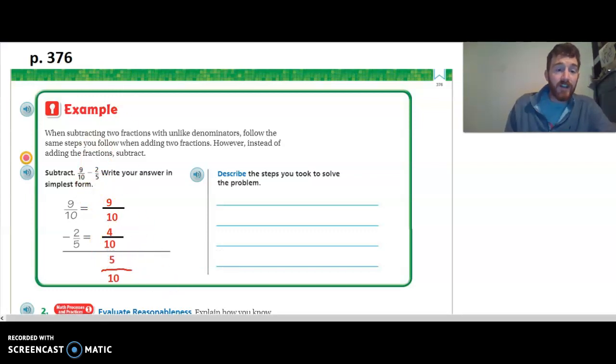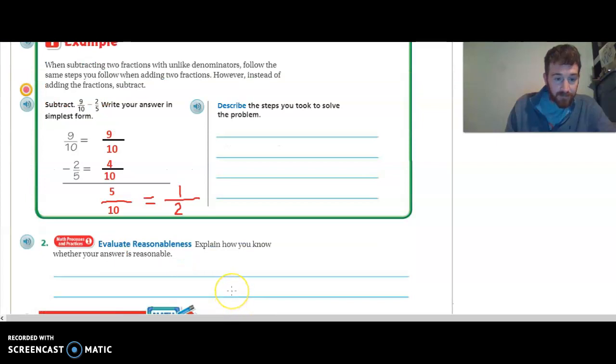Now again, what we need to do is look for putting that into simplest form. What can I do with 5/10? Sometimes you can look at these right away and think, okay, 5 is half of 10. This is a half. I can divide both of these by 5. I can get to 1/2 for my final answer. All right, so that's what we have here.